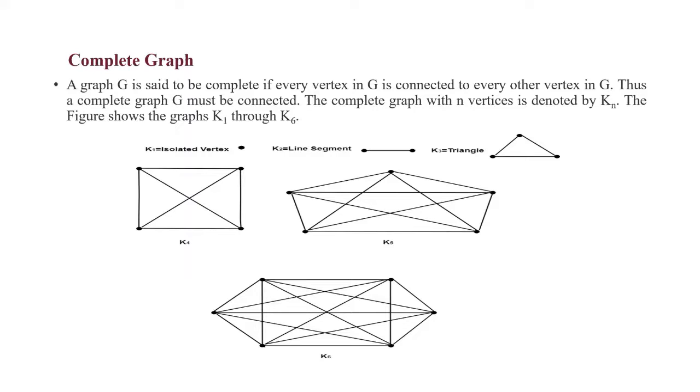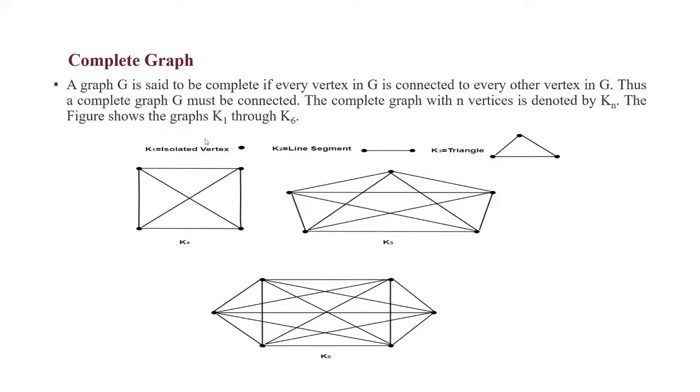So we know that in a complete graph, whatever vertices are present, every vertex is related to every other vertex in that graph G. Then we can say that the given graph is a complete graph. Generally this graph is denoted by Kn, where n is the number of vertices. Here there are some diagrams of the graphs K1 through K6.